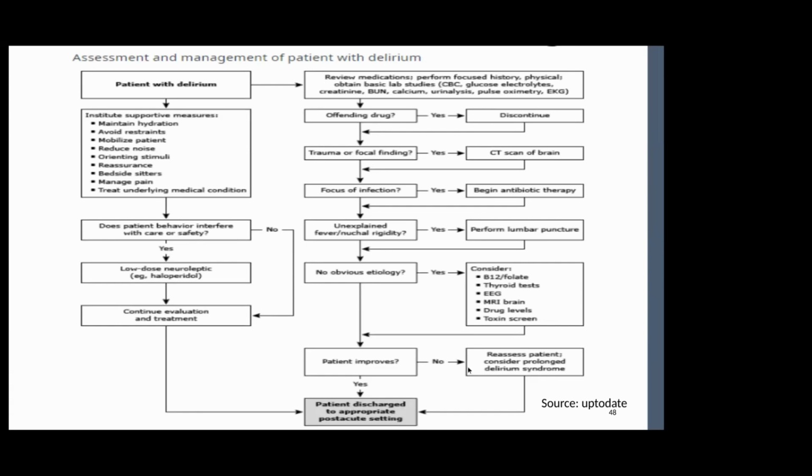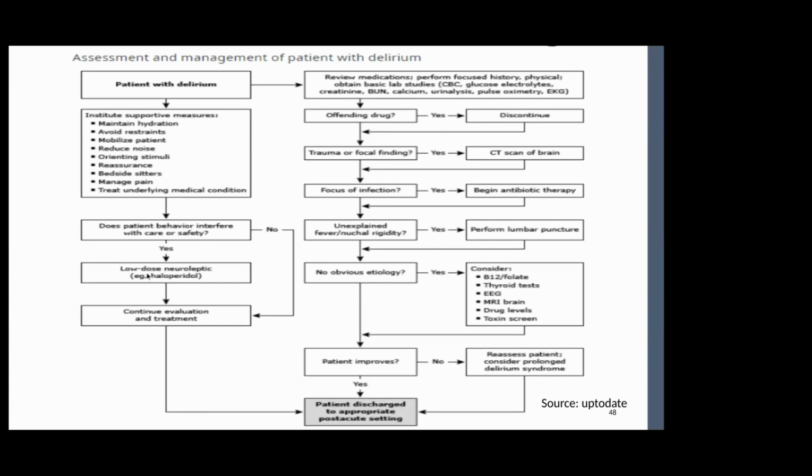If the patient improves, yes, that's the outcome we need. If the patient does not improve, we go back and reassess the patient. The same is true for the supportive management, so we institute these supportive measures. If the patient's behavior interferes with the care or with the safety, we might need to, as discussed earlier, use medications.